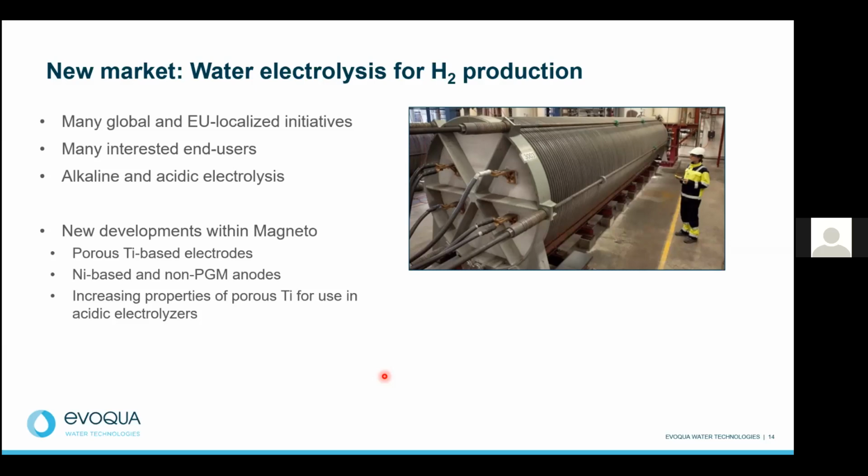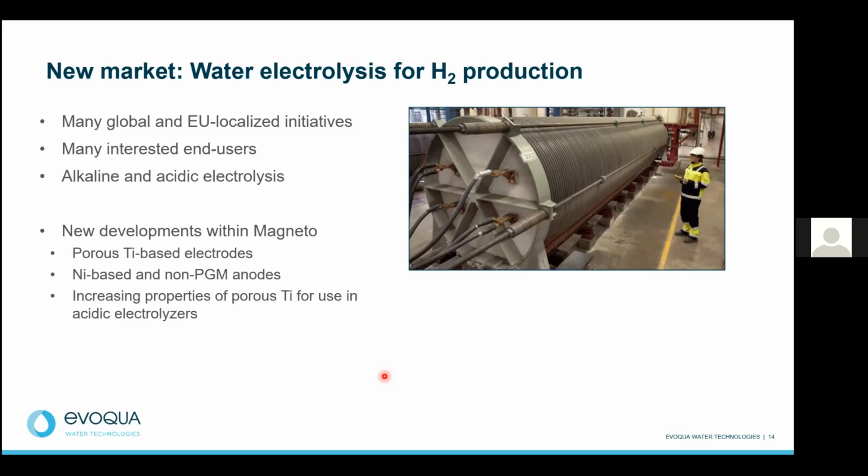Of course, in water electrolysis, you have the alkaline and the acidic approach. Within Magneto, due to the nature of our markets, we are used to working with mostly acid or neutral applications. So acidic electrolysis would be, if you will, our natural way to go. But we also believe that in the end, it will be alkaline electrolysis that will dominate the market, simply because the absolutely crucial component of iridium is simply too rare to sustain large-scale acidic electrolysis.